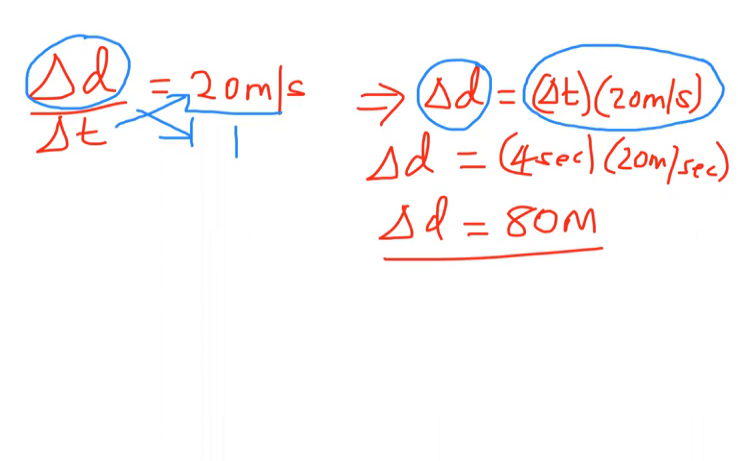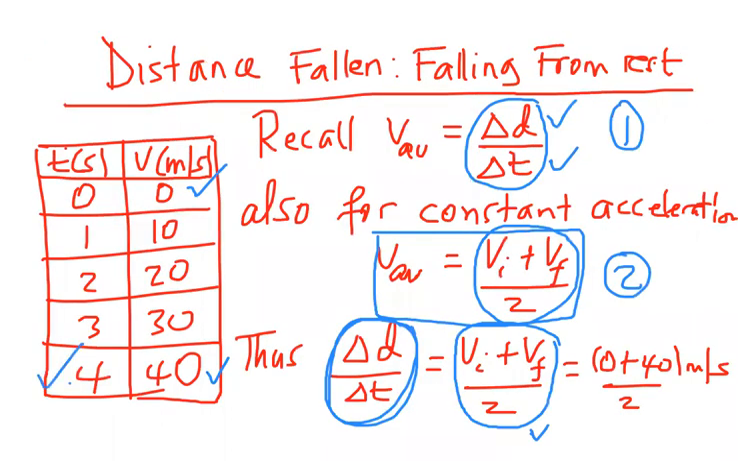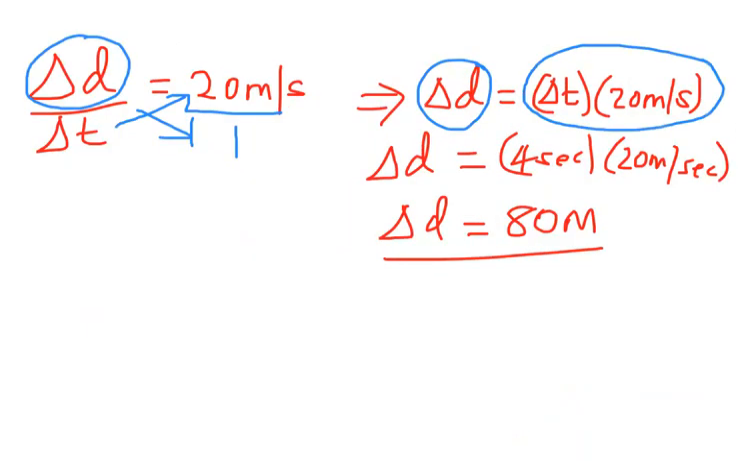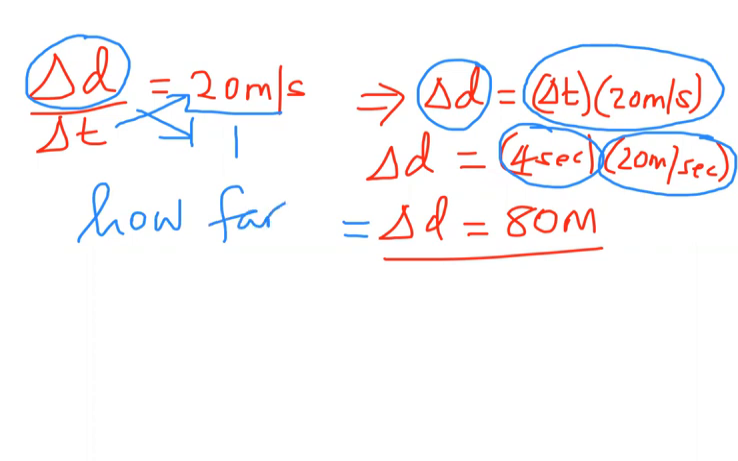Now at this point, I have to go back and see how much time that was from the table. So from the table, it took 4 seconds for the object to fall. So I'm going to say, okay, this is the 4 seconds I have here, multiplied by my 20 meters per second. Then how far, the change in distance, will be 80 meters. So that's how we find how far an object has fallen when it starts from rest and falls freely.